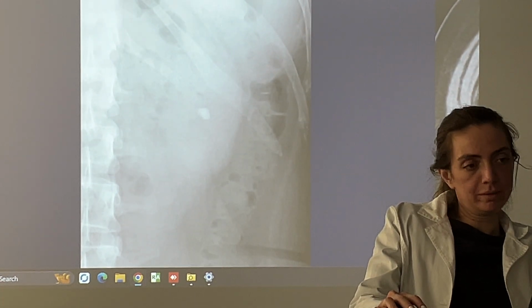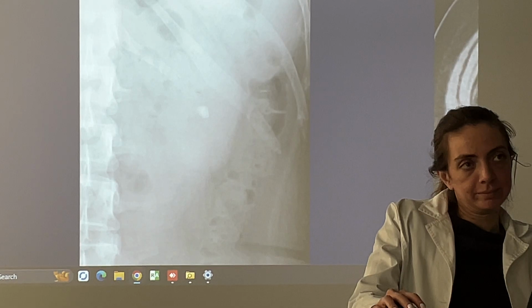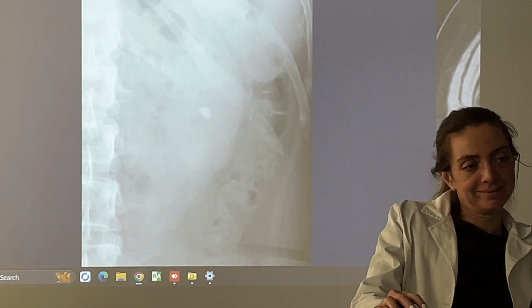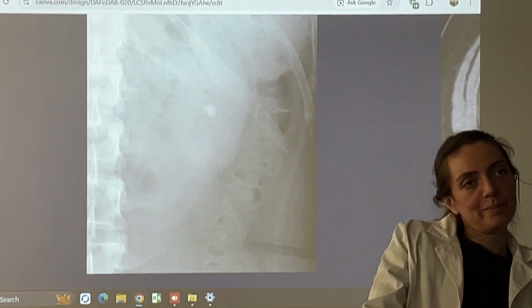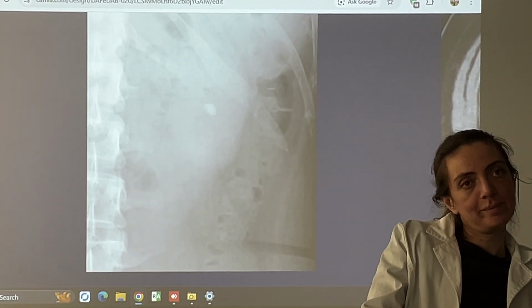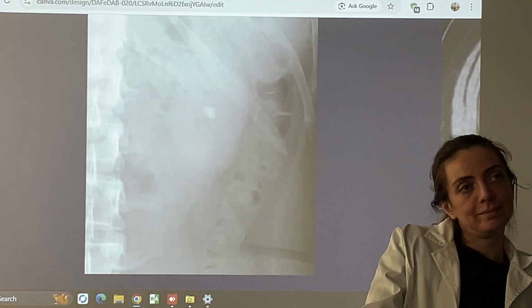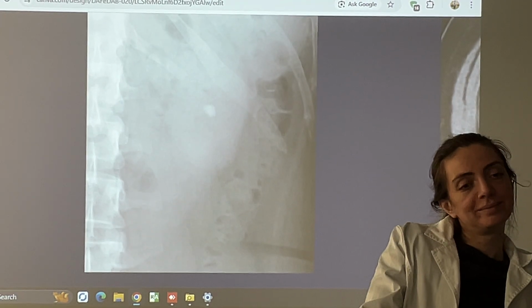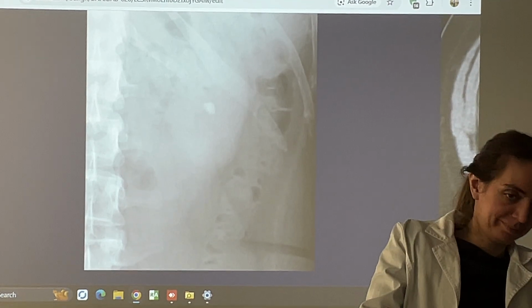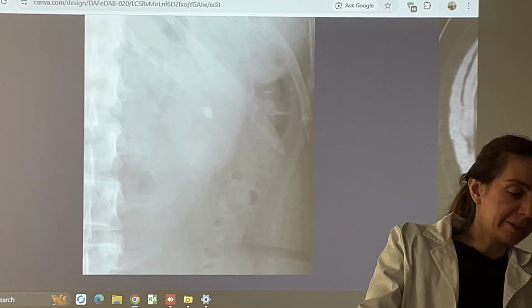Kidney stone. This is the... where? No, that is not it, I guess. Tell Kevin, what is that one, that white? That is the stone, no? Stone. Yeah, where? Left.